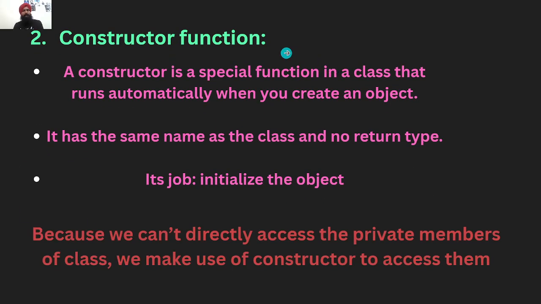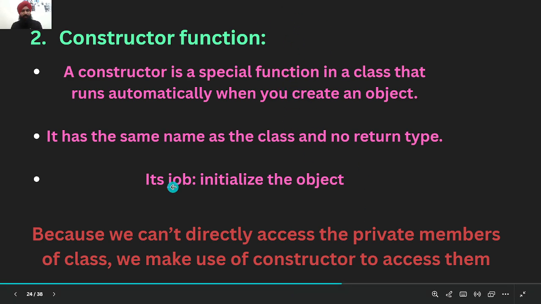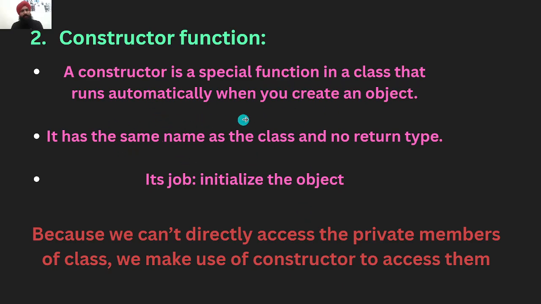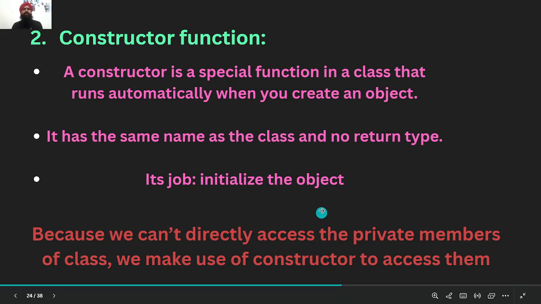Now, the next part is the constructor function. A constructor is a special function in a class that runs automatically when you create an object. Normally we don't even need to create our constructor function. It is automatically created. But when we use something more important, then we create it. It has the same name as the class and no return type, and its job is to initialize the object.